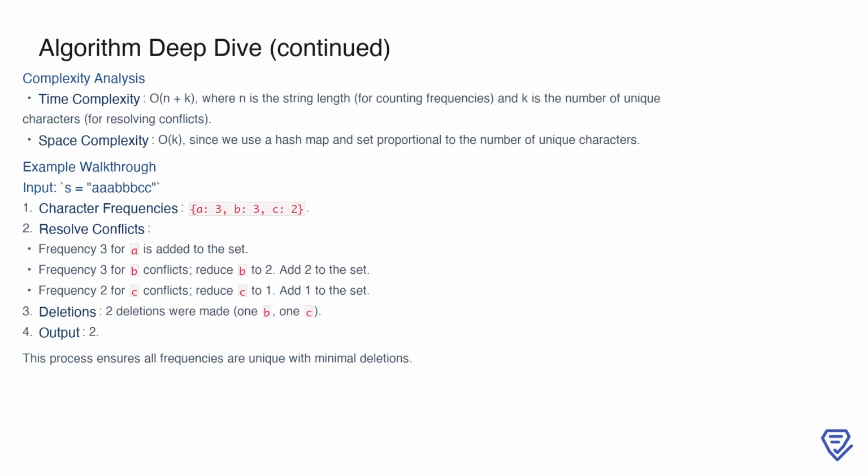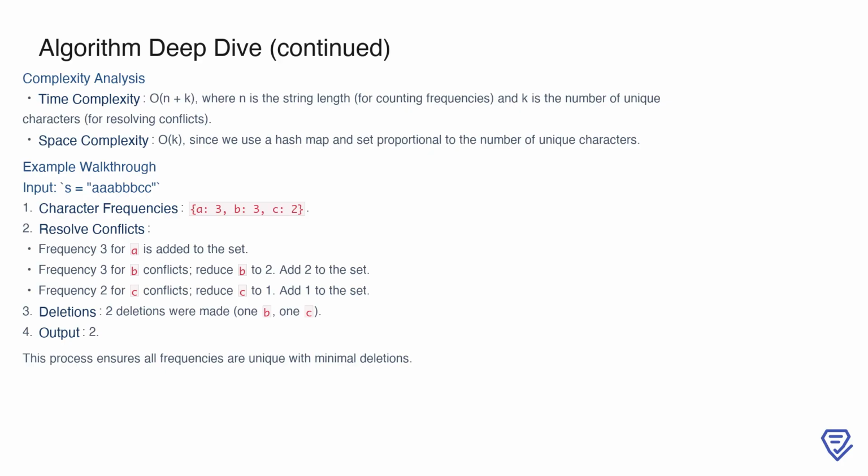For the input string AAABBC, the initial character frequencies are A: 3, B: 3, C: 2. The frequency of A is 3, which is added to the set without conflict. The frequency of B is also 3, but since 3 is already in the set, we reduce B to 2 and add it to the set. Similarly, the frequency of C is 2, which conflicts again, so we reduce C to 1 and add it to the set. In total, 2 deletions are made, one B and one C.